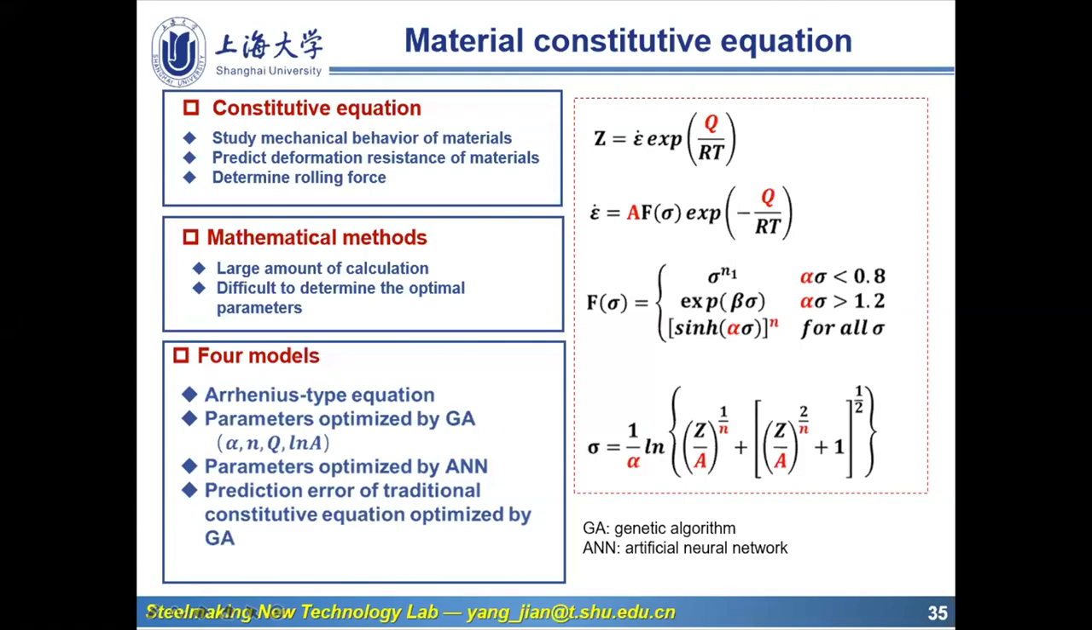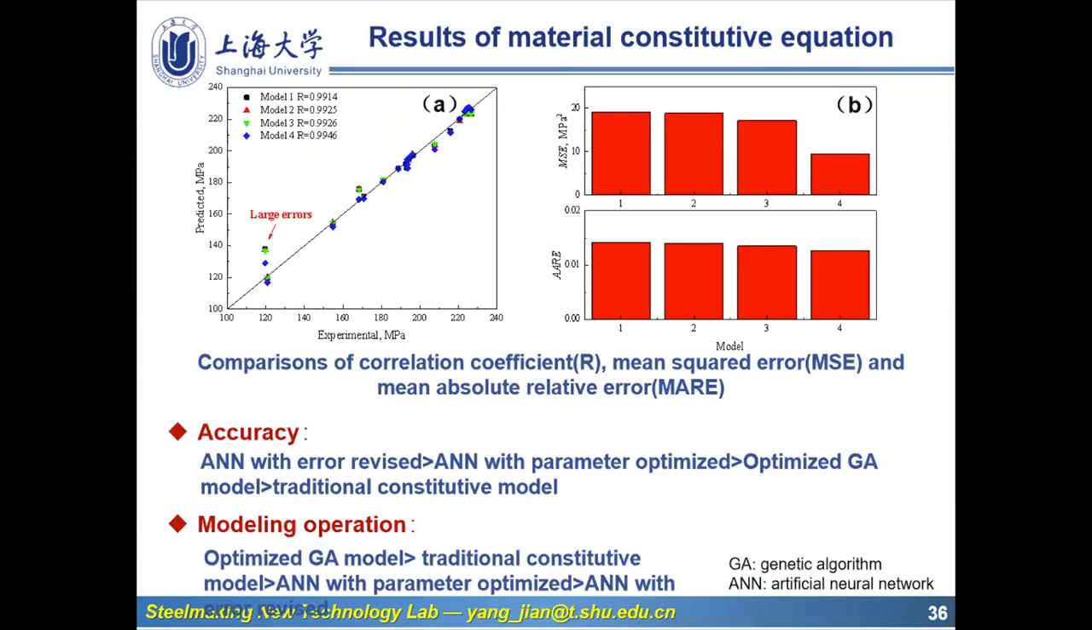And here is the result of the material constitutive equation and the comparison of the correlation coefficient, the mean square error and the mean absolute relative error. And you can see the artificial neural network has the highest accuracy. And for the modeling operation, the optimized genetic algorithm is the highest in modeling operation.